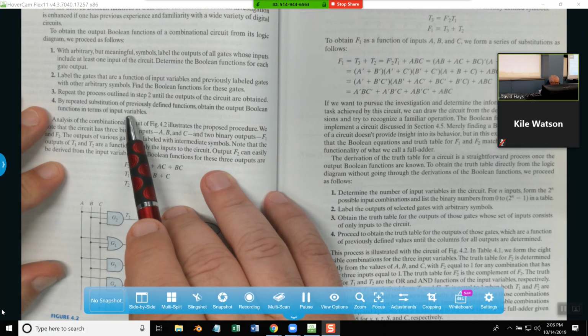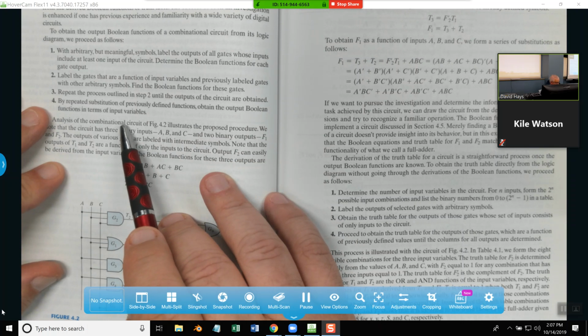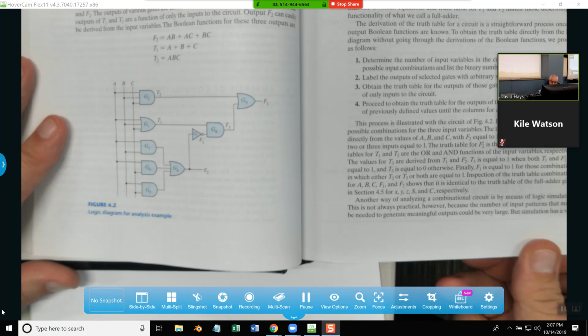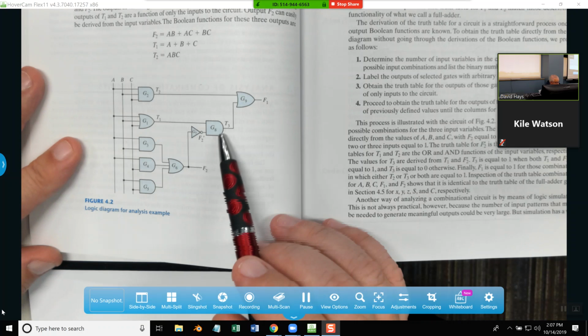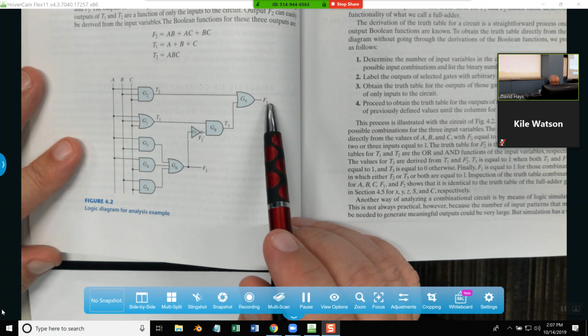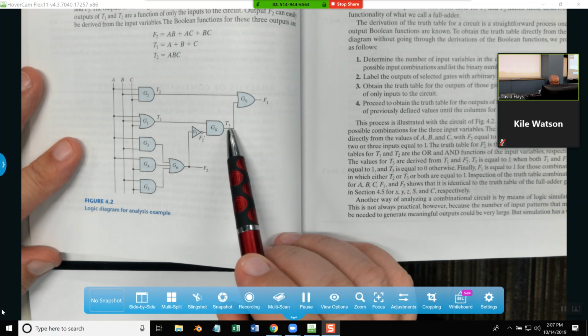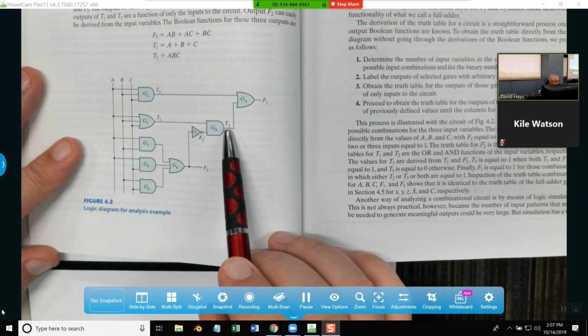Basically, we're down here, and we've got F1 right here, which is formed from T3 and T2. Well, we don't want T2 and T3 in our final answer. We want just A's, B's, and C's, or the complements of those. That's our inputs. So that's what we're talking about, working backwards.